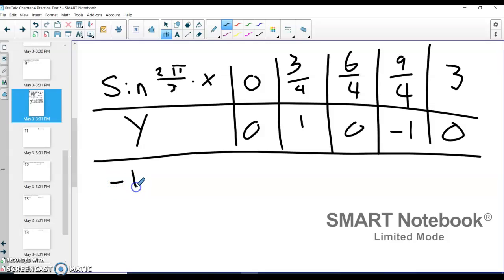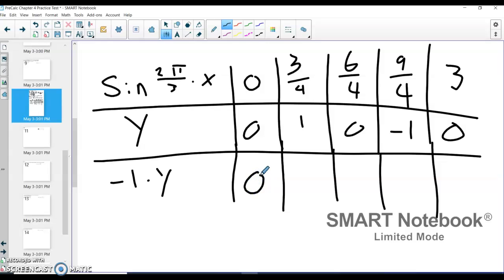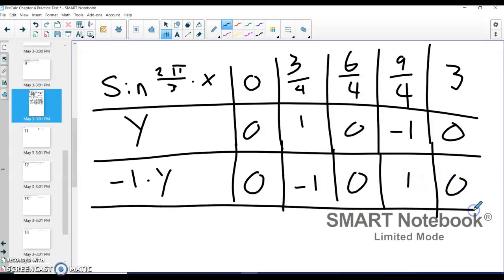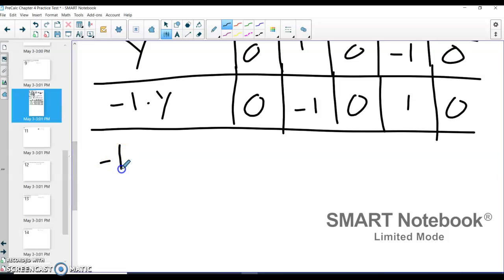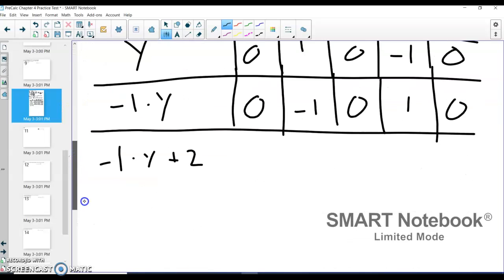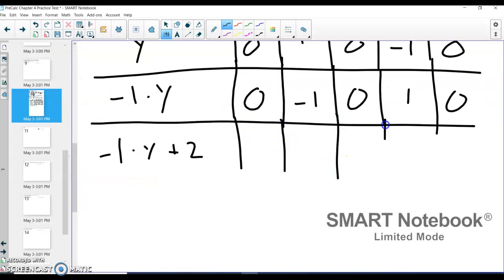So the first thing I'm going to do is -1 times y, to account for that amplitude change. It's really more of a reflecting than an amplitude change, just because we're using -1. I'll take all my y values and multiply them by -1, so 0 times -1 is still 0, then -1, 0, +1, 0. The last thing I need to do is add my shift up and down. So that's -1 y, and now I'm going to add 2, because I have a +2 on the outside. When I do that, I get my final y values: 2, 1, 2, 3, 2.